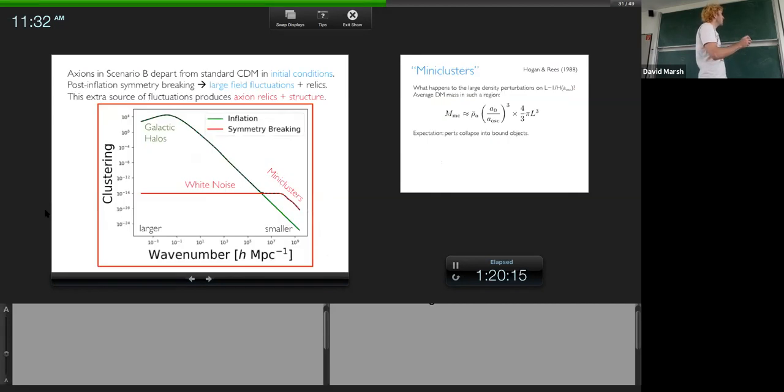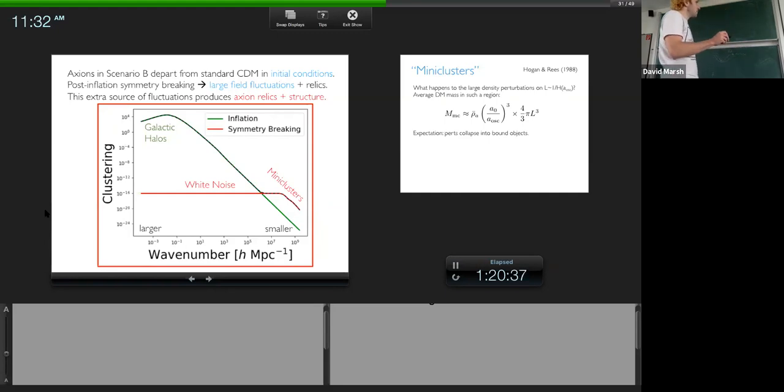So again, this should be scenario A. Axions in scenario A depart from standard cold dark matter in their initial conditions. So the post-inflation symmetry breaking gives us large field fluctuations that we saw and axion dark matter relics. This extra source of fluctuations produces new forms of structure formation.